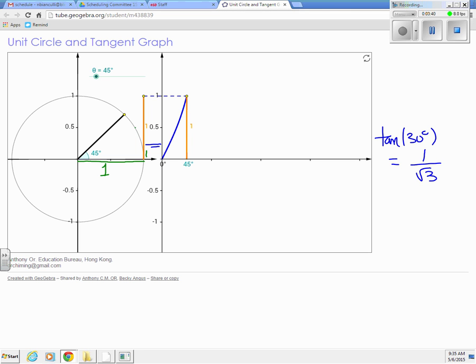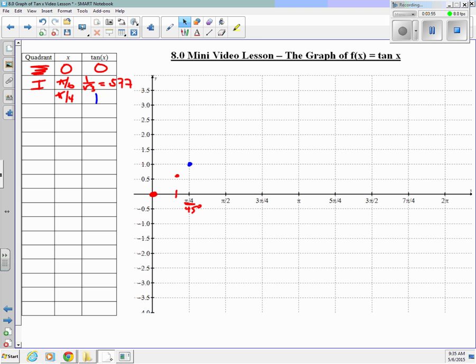Now, my angle was at 0, now it's at 45. As my angle gets bigger, my tangent segment continues to grow. And at 60 degrees, we know what the tangent of 60 degrees is. So we're still in quadrant 1 here. Pi over 3 is 60 degrees. The tangent of pi over 3, or 60 degrees, is the reciprocal of the tangent of 30. So that's radical 3, which is 1.73 or so. So when I get to 60 degrees, I can plot a 1.7.